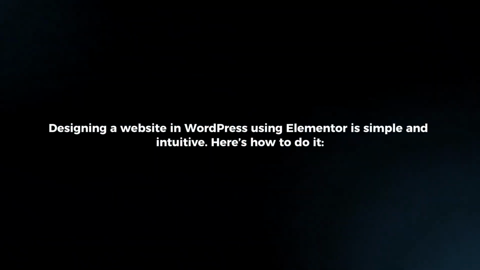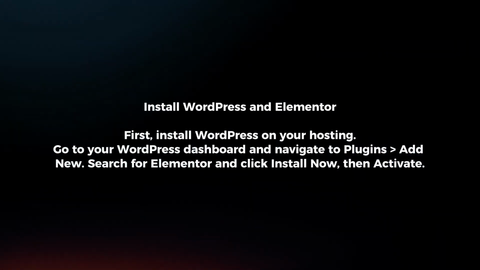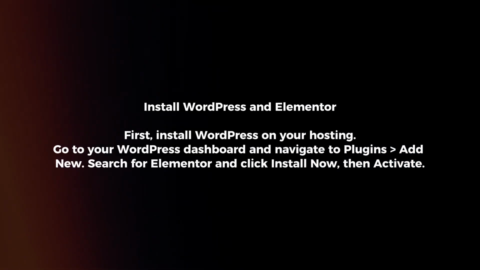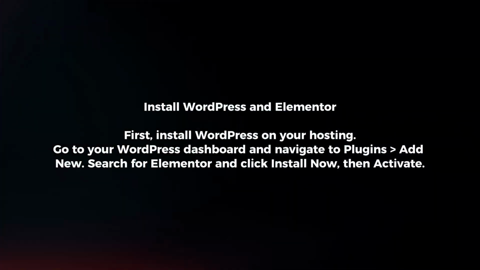Designing a website in WordPress using Elementor is simple and intuitive. Here's how to do it. Install WordPress and Elementor. First, install WordPress on your hosting. Go to your WordPress dashboard and navigate to Plugins, Add New. Search for Elementor and click Install Now, then Activate.